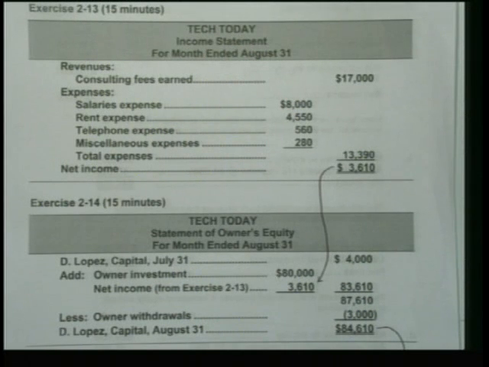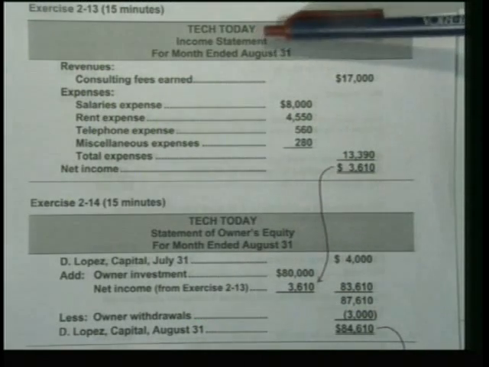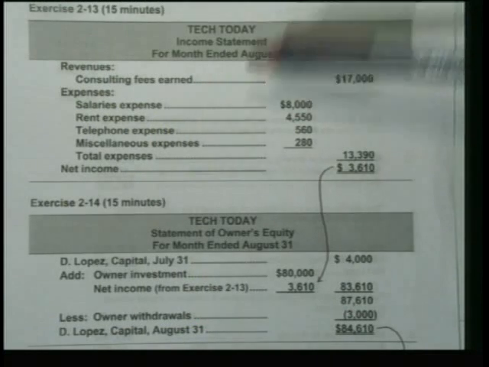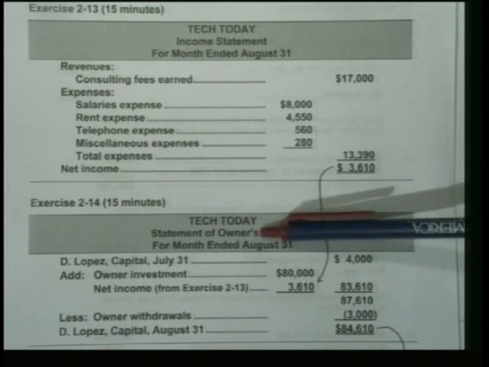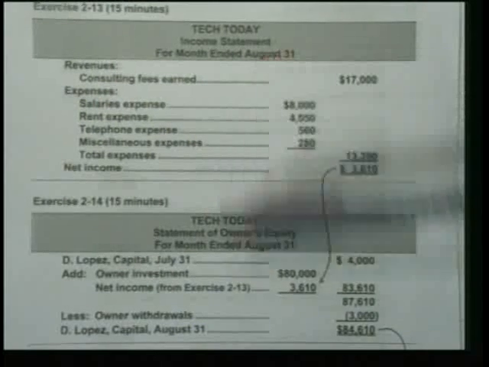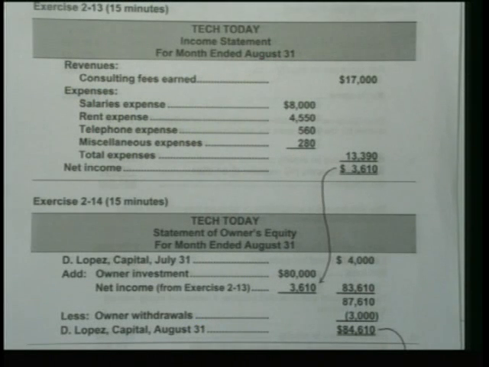If you folks at home aren't done, just pause it, start us when you are. But I want to make sure we get through these. The answers to the income statement and the statement of equity are up on the screen. Now I want to make sure I say some things here. Number one, make sure you prepare these in good form. The name of the company, the name of the statement, and for the month ended August 31st. Same thing down here, the name of the company, the name of the statement for the month ended August 31st.